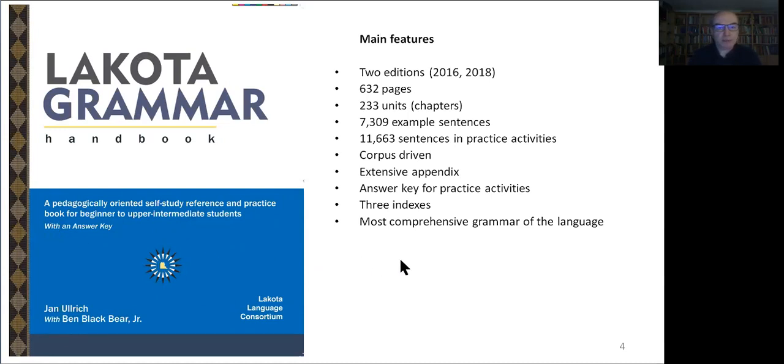Here I list some of its main features. It has over 600 pages divided into 233 units. It has more than 7,000 example sentences and 11,600 sentences in practice activities. It is a corpus-driven grammar with extensive appendices, an answer key for practice activities, 3 indexes, and it is the most comprehensive grammar of the language to date.